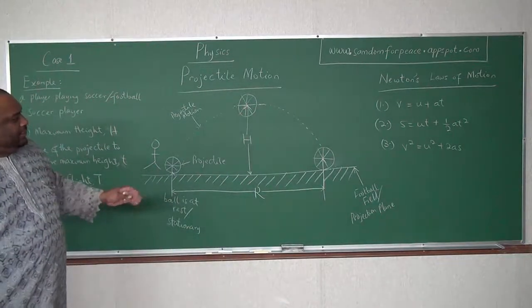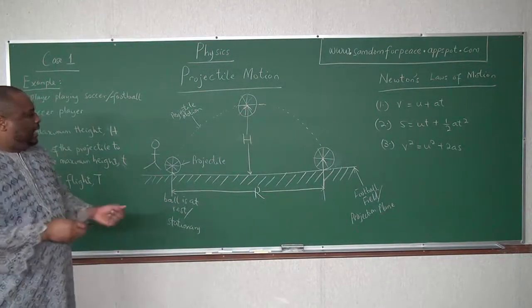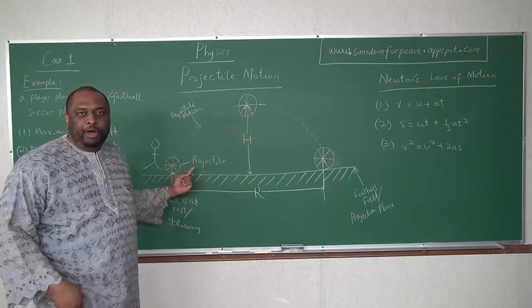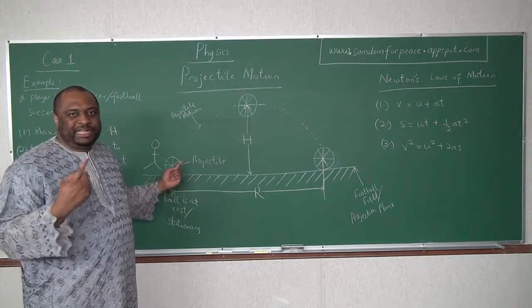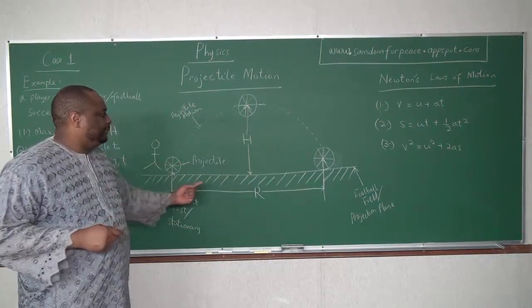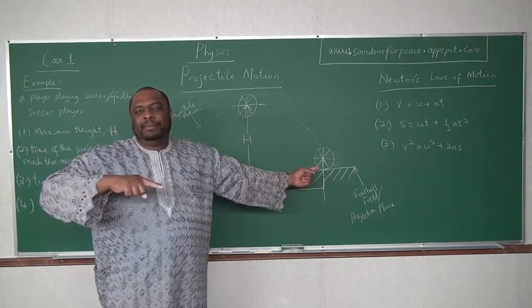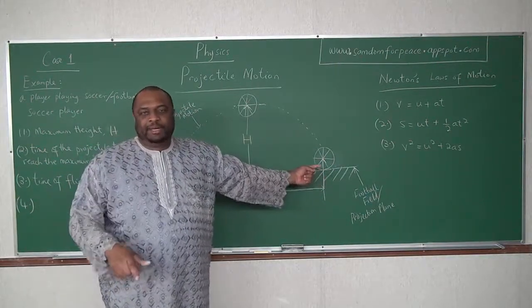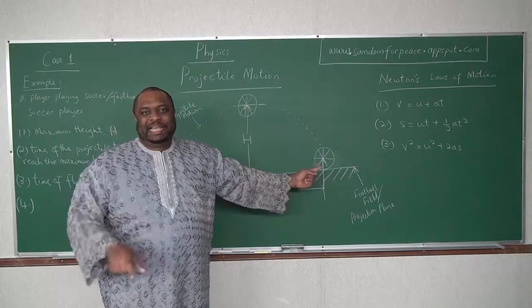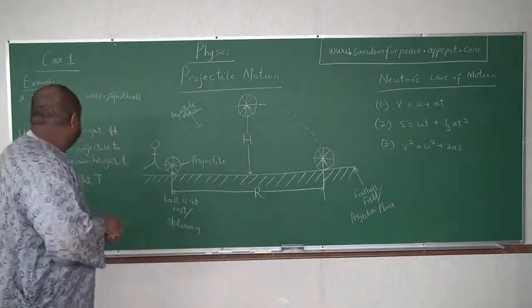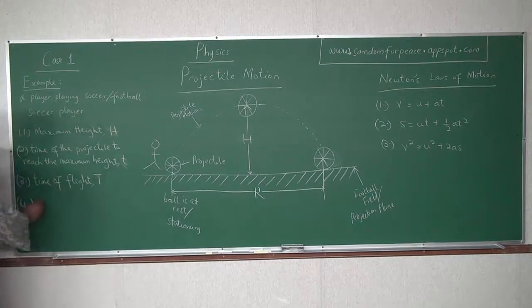The horizontal distance from the initial point where the projectile is at rest, stationary, to the final point on the same projection plane. On the same projection plane. We call it the range. So when I look at the range, we call it uppercase R.